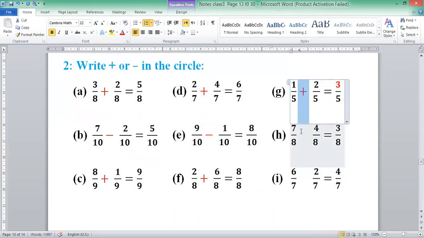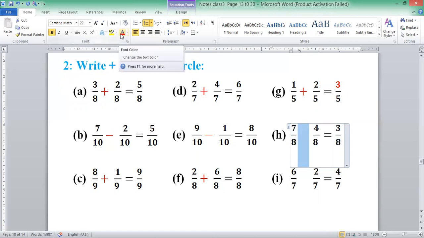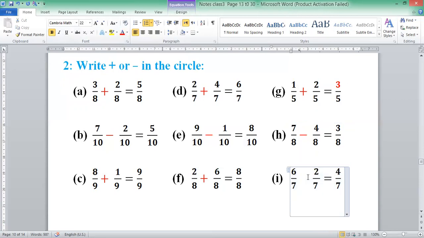Similarly, in part H, 7 over 8 and 4 over 8. And answer is 3 over 8. It means when we subtract 4 from 7, we get 3. Therefore, we put minus. Here, numerators are 6 and 2. And the answer is 4 over 7. So we subtract 2 from 6, we get 4. Therefore, we put minus.